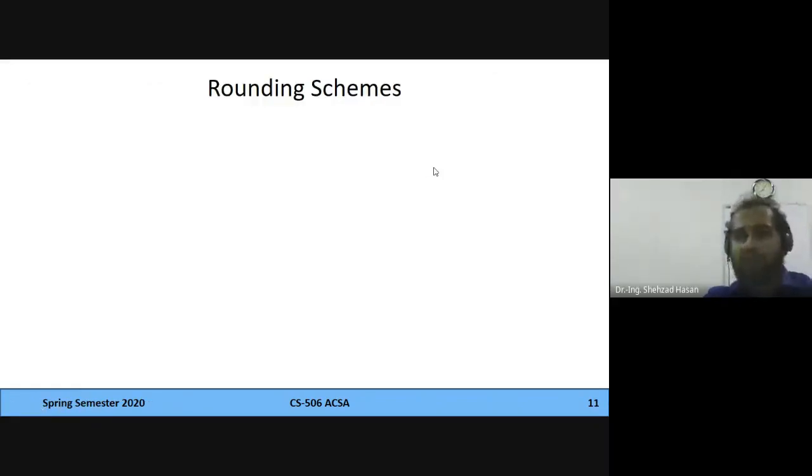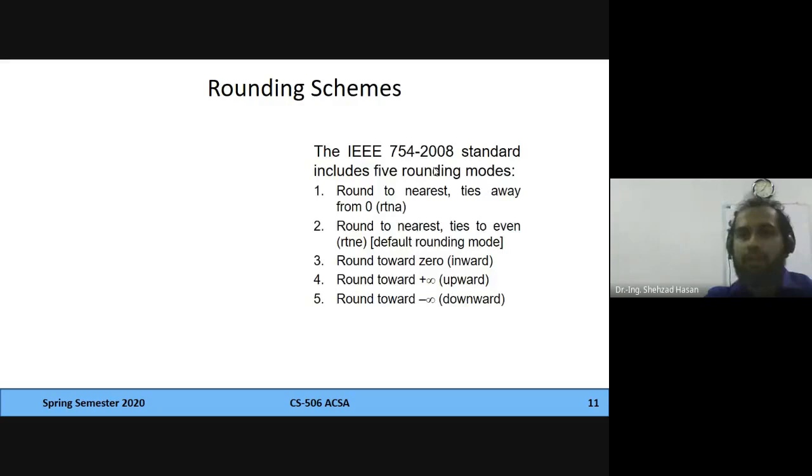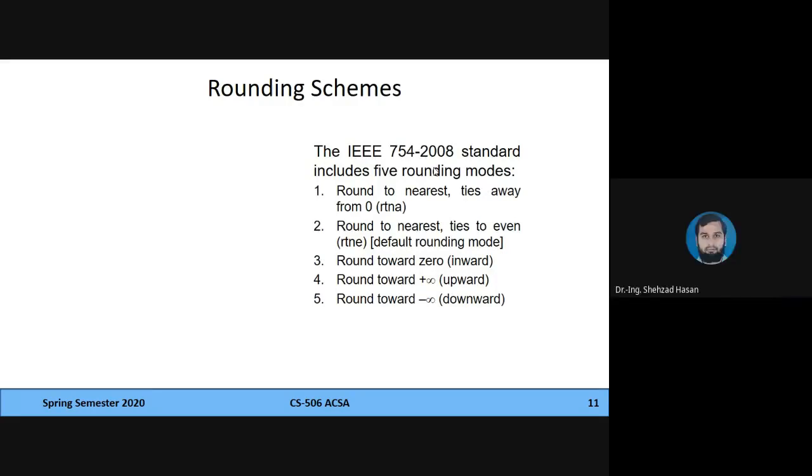Okay, so let's come to our final topic of floating point numbers. We have rounding schemes here, how to round the number in IEEE 754 format. IEEE 754 defines 5 different rounding schemes, and the default is the second one, round to nearest ties to even. So the first one is round to nearest ties away from zero.